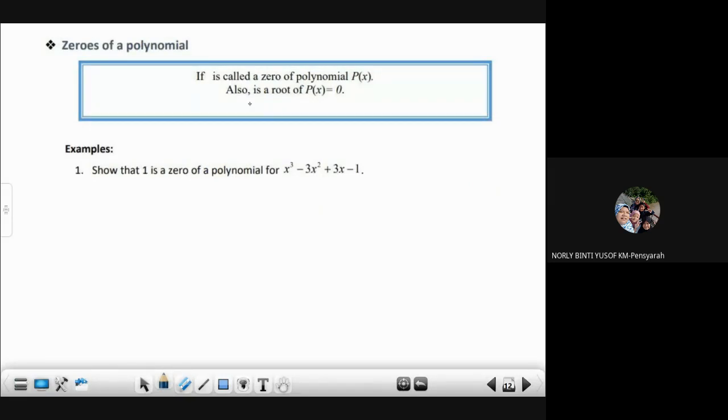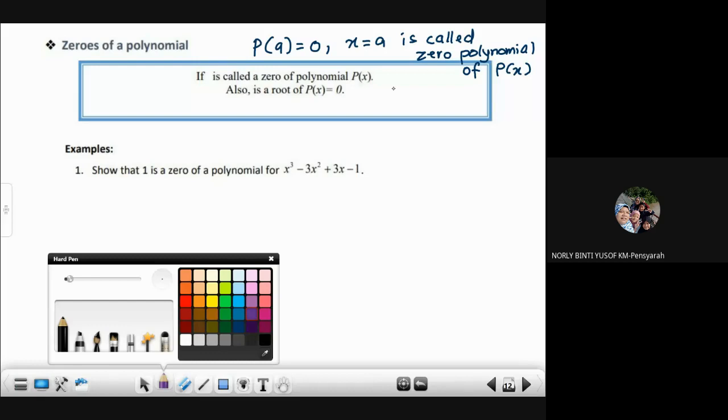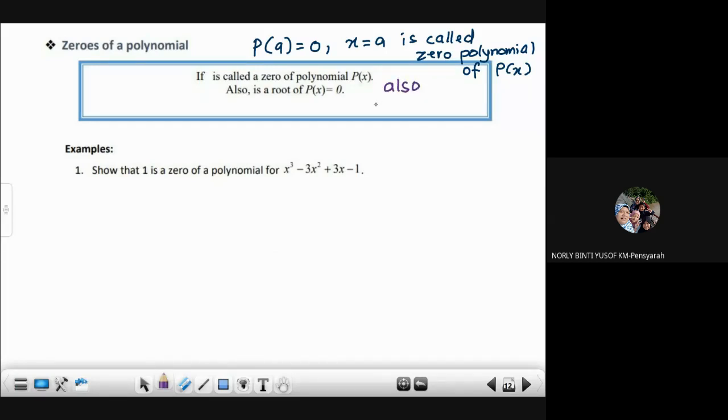So zero of polynomial sebenarnya dia sama macam factor theorem, sebab P(a) equals to 0. So X equals to a is called zero polynomial of P(x). Ataupun kata lain dia adalah also X equals to a is a root of P(x) bila polinomial tu sama dengan kosong. Sebab bila kita sama dengan kosong tu kita dapat factor.